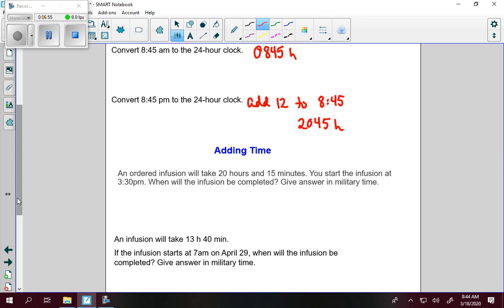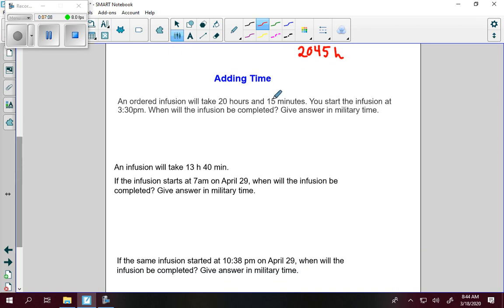An ordered infusion will take 20 hours and 15 minutes. You start the infusion at 3:30 p.m. When will the infusion be completed? We're going to give our answer in military time. I'm going to take your 15 minutes first because that's there and I don't want to forget about it. So if I add 15 minutes to 3:30, I would have 3:45.